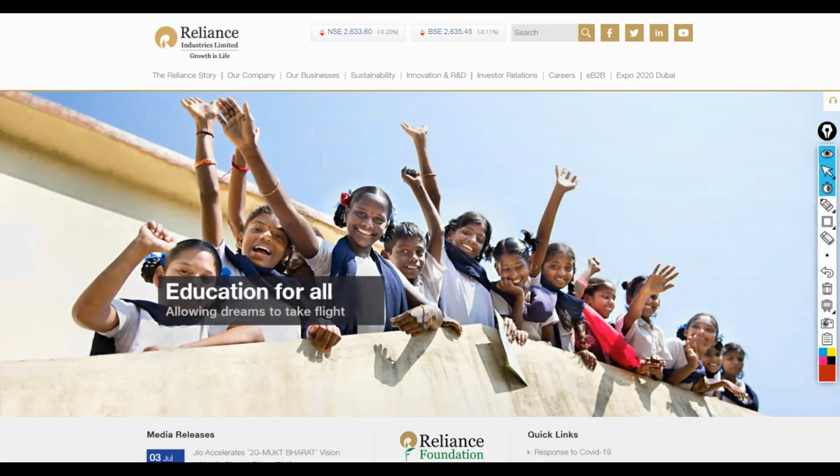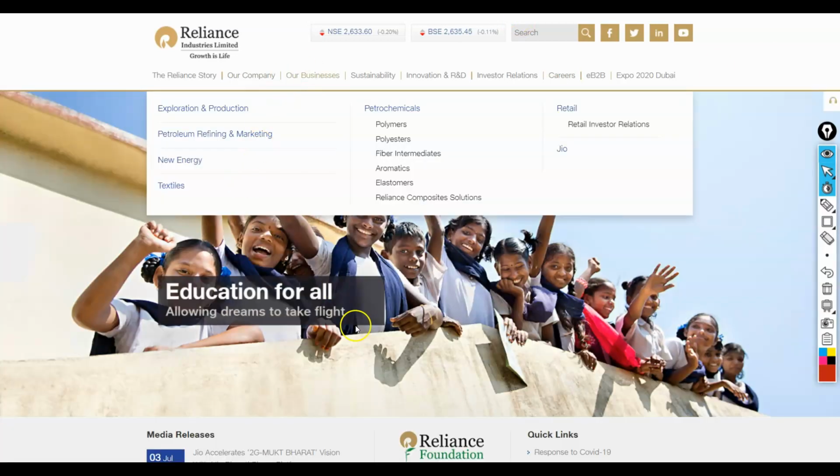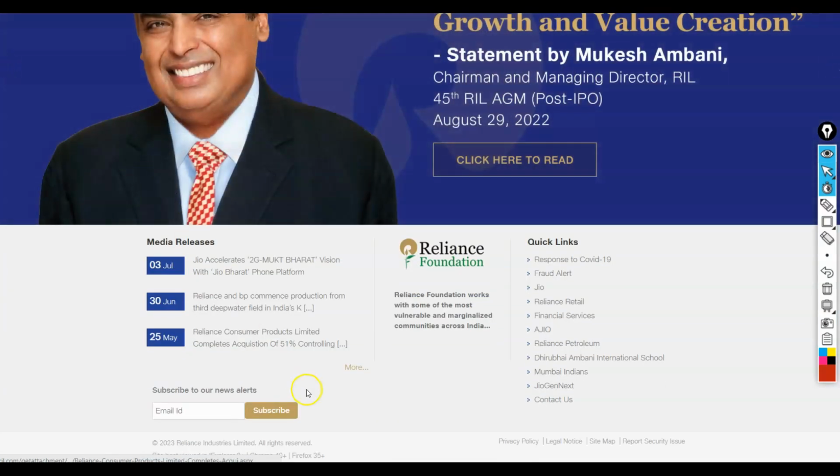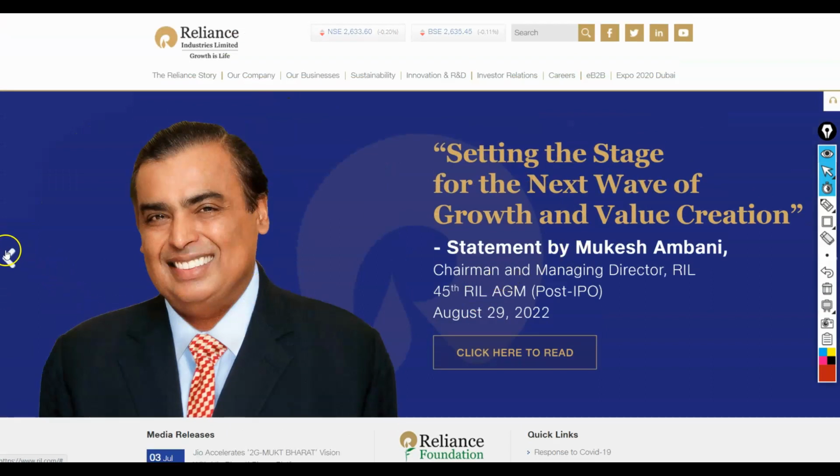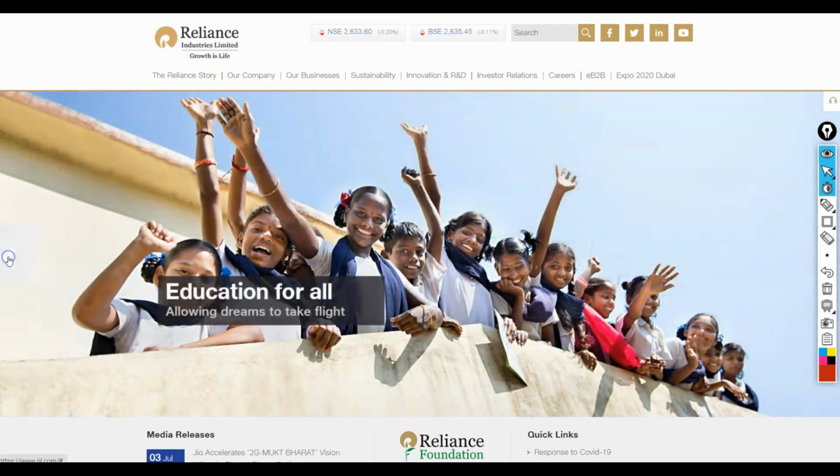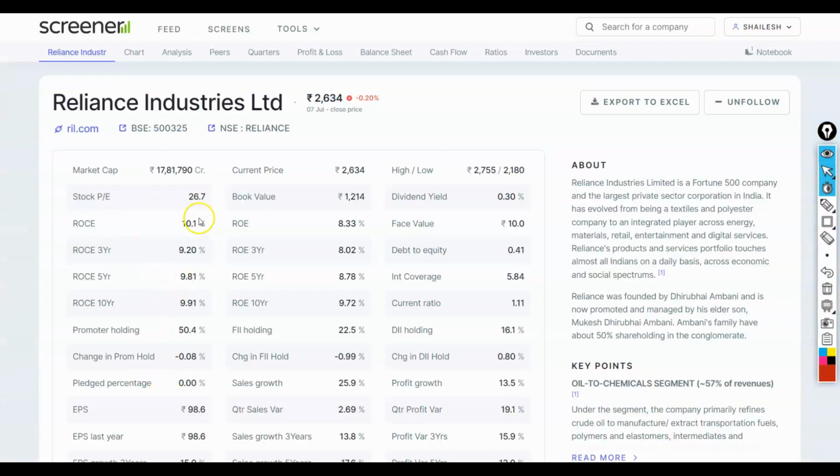So today we are going to do a fundamental analysis of Reliance Industries and get to know if the company is worth our investment or not. So this is the website of Reliance Industries. You can go through this website and get to know more about this company. Let's move on to the fundamentals.